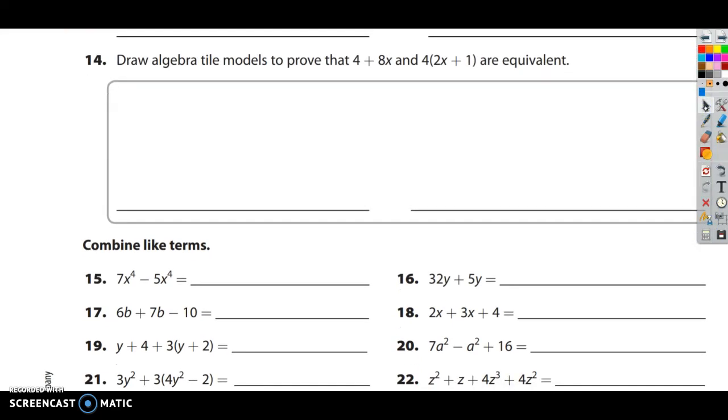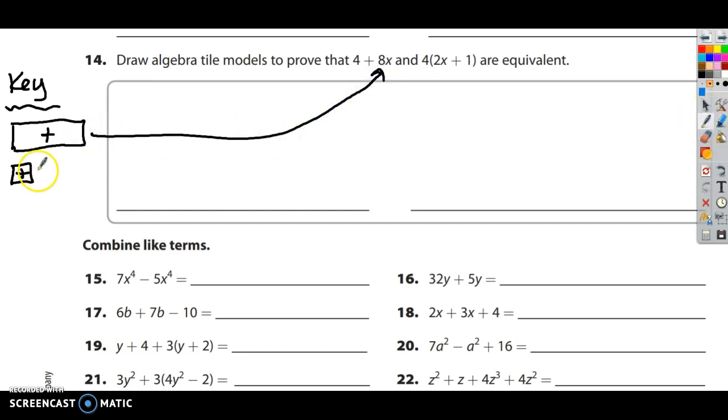Number 14 says, draw algebra tile models to prove that 4 plus 8x and 4 parentheses 2x plus 1 are equivalent. I want to remind you that the x's are the long ones, so maybe I'll do a key over here. I want to remind you that these are going to be the x's and these are going to be the singles. So if you're wondering what I mean by that, I'll draw an arrow just for a quick second. These are the ones that say x, and these are the ones that just have that right there.